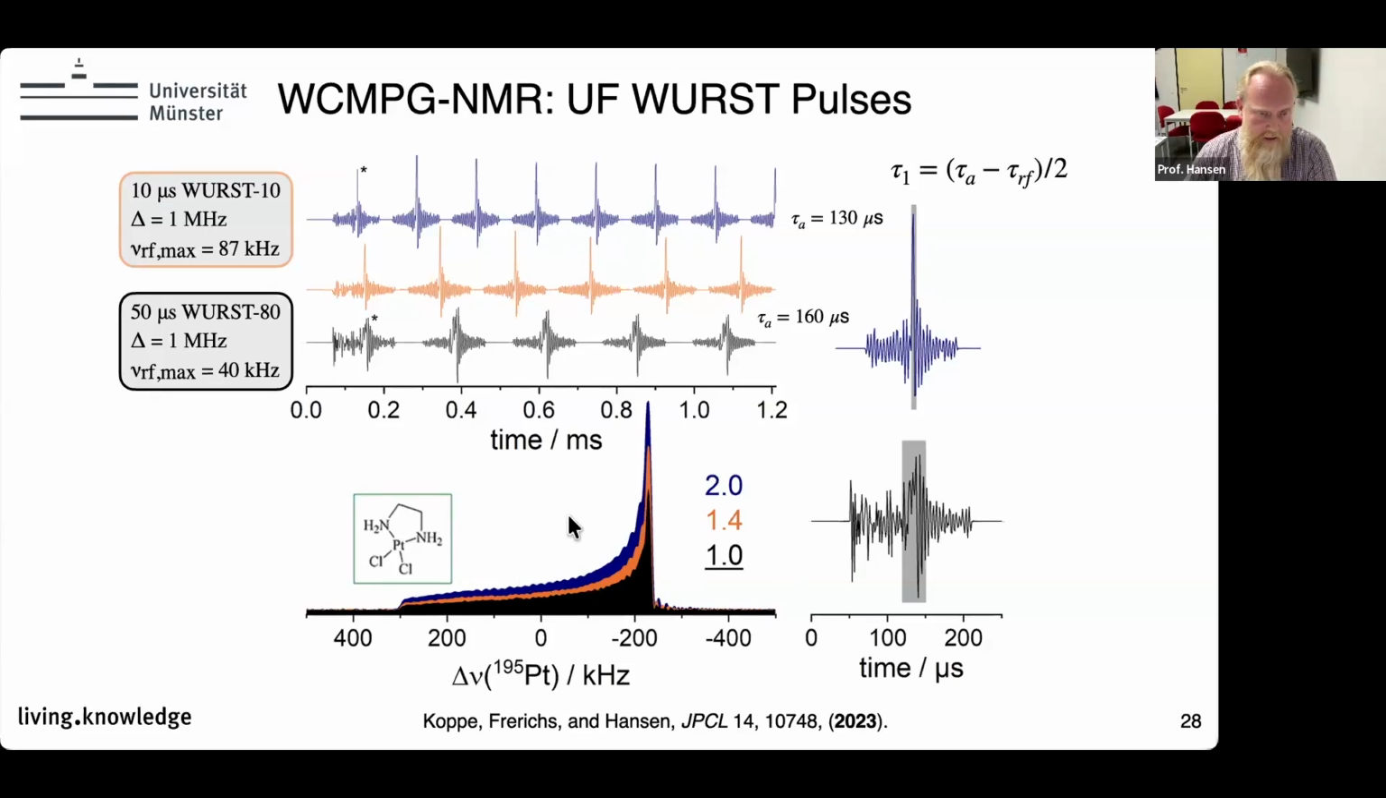So just comparing the intensities here, you can see that just going to the ultra-fast WURST pulse, you gain an intensity of 40%. And if you reduce or adjust your acquisition time, you gain a factor of 2 in intensity simply just by using these pulses. And again, if you compare the power levels, it's more or less a factor of 2. Most, let's say, NMR probes should be able to handle this.